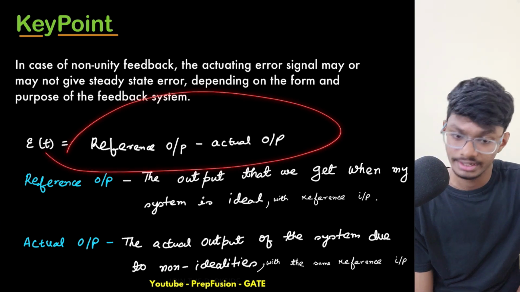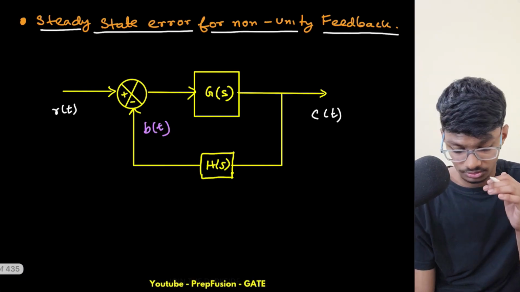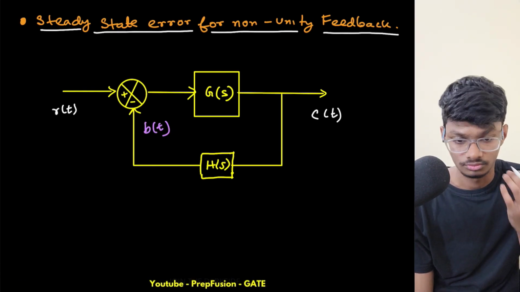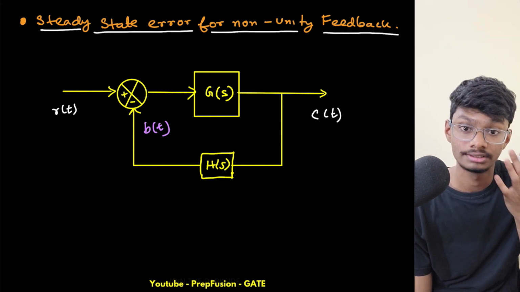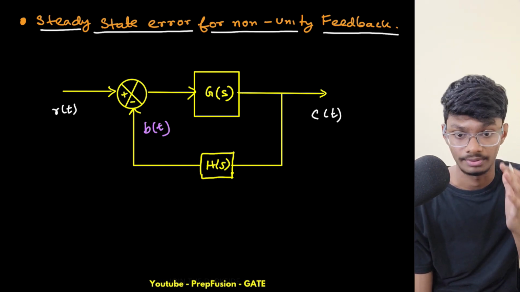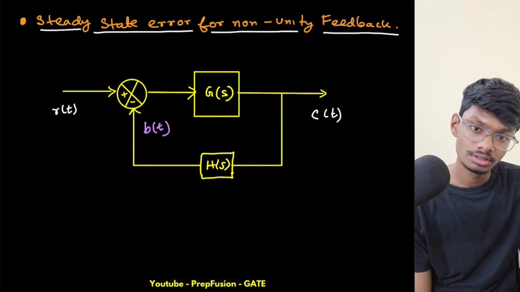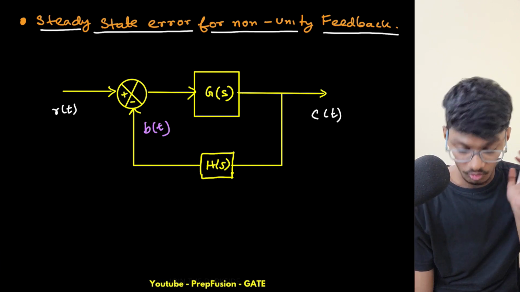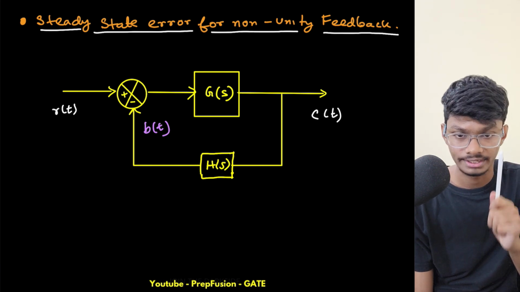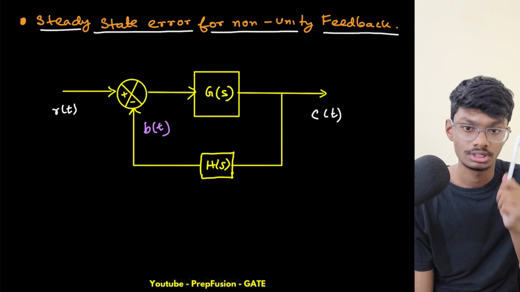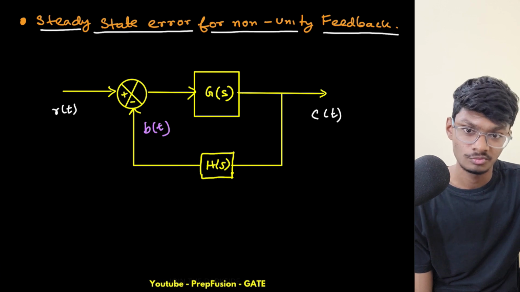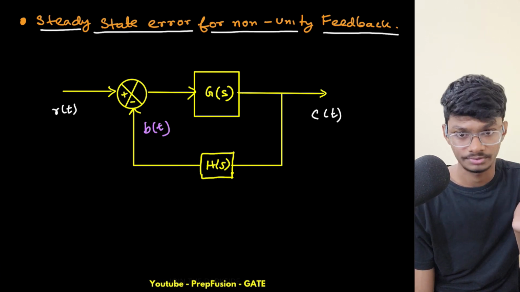Now this is my error signal. So let's go for the derivation. How will we write the error signal in the Laplace domain? That is the important point, right? That's how we'll solve the questions. And this has only once come in the GATE examination, so don't stress too much. And when it has come, they haven't used this concept, they have used some other concept, that I will also explain.